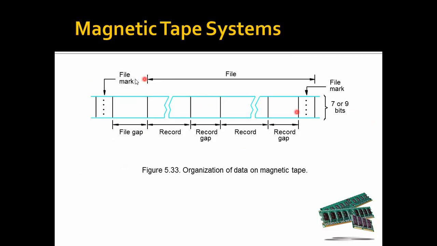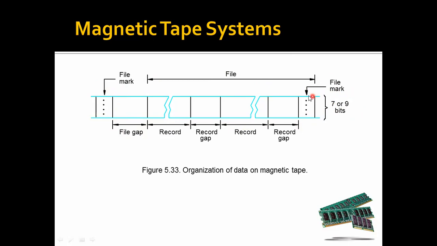Next, the magnetic tape system. In previous, olden days, we were using this magnetic tape system. How will the data be stored in the magnetic tape system? Here there is a file gap, sometimes a record and sometimes a record gap. At the starting of the video we have a file mark and at the ending of the video we also have a file mark. Here we are using 7 or 9 bits. Totally, this is the file.